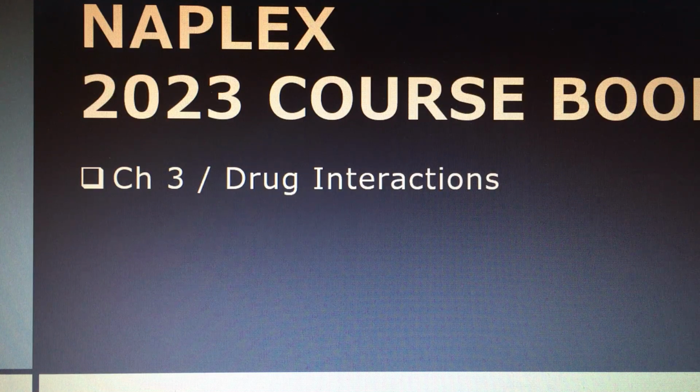When taken concurrently with opioids, the additive effects increase the risk of a fatal overdose. Drugs in both classes have a boxed warning about this risk. See study tip gal below. So here's our warning. So risk with concurrent use of benzodiazepine with opioids.